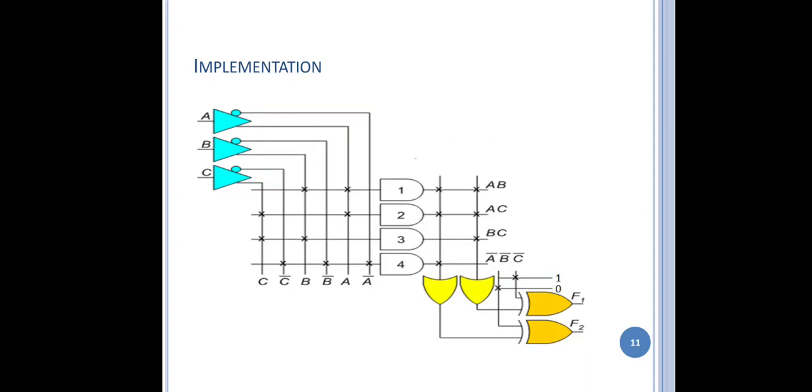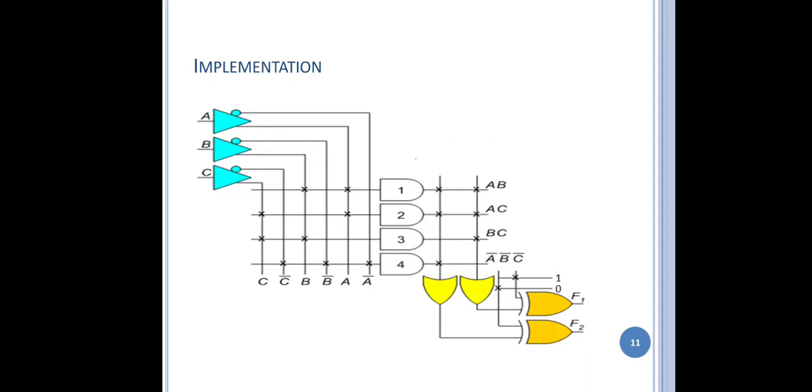Next is the OR array. For the OR array, we have 2 functions F1 and F2, so there are 2 OR gates. Here the rightmost OR gate implements the function F1. That is, here we have actually taken F1 bar. So AB, AC, BC are connected to the rightmost OR gate, which implements F1 bar. And to the left OR gate, AB, AC and A bar B bar C bar are connected, which implements F2. So at the output of the OR gates we have F1 bar and F2.